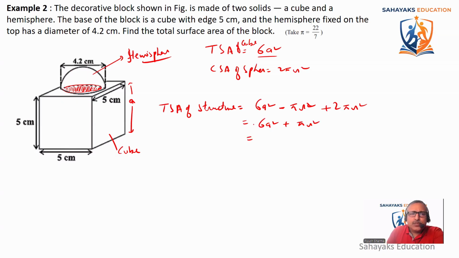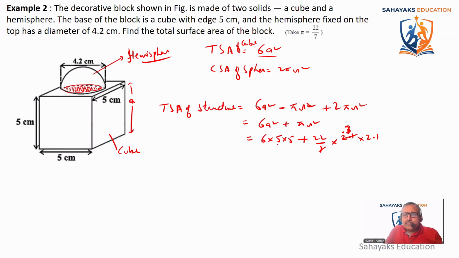Okay, now let's put the values. It is 6 into a square, a is 5 into 5, plus pi. I can take pi as 22 by 7 into, what is the radius? So diameter is given as 4.2. The radius is 2.1, into 2.1. So 7 3s are 0.3, into 2.1. So let's compute it.